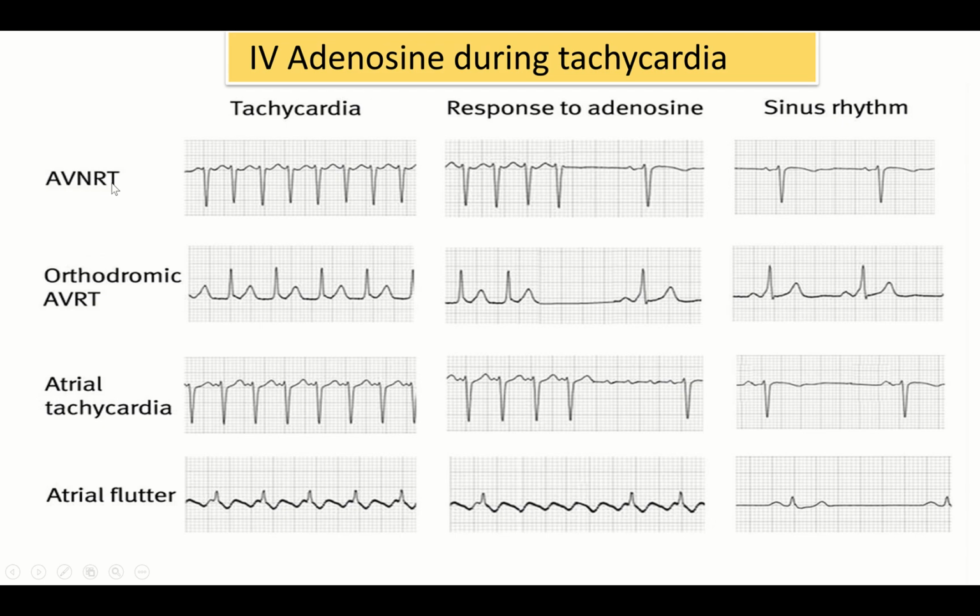In case of AVNRT, sudden termination back to sinus. In orthodromic AVRT, sudden termination back to sinus. In atrial tach or flutter, there is persistent atrial tach with P waves, then 1 QRS complex. So it's high grade AV block. Same in flutter, we can see more obvious flutter waves then termination.